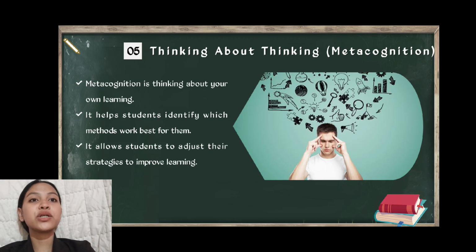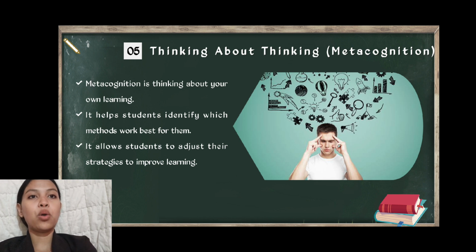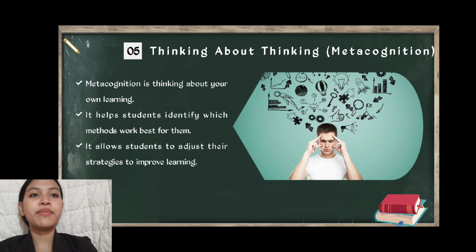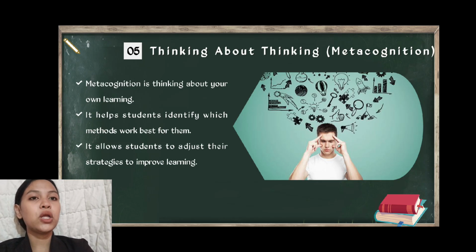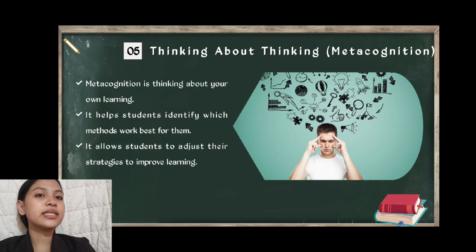So again, metacognition is the ability to think about one's own thinking. It helps students become aware of how they learn best and how they can improve. So, for example, if a student realizes they understand better by watching videos instead of reading long texts, they can adjust their study method to improve learning. So, this self-awareness makes students better at learning independently.